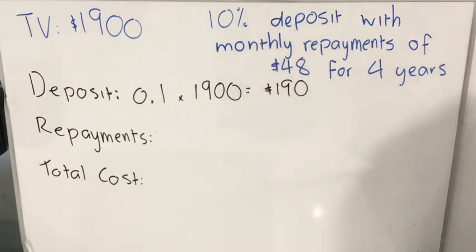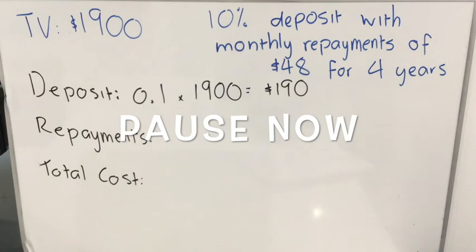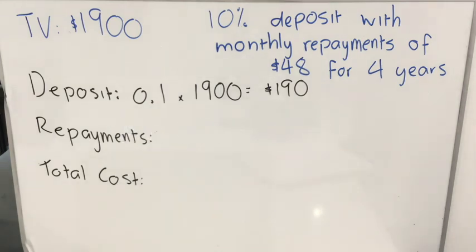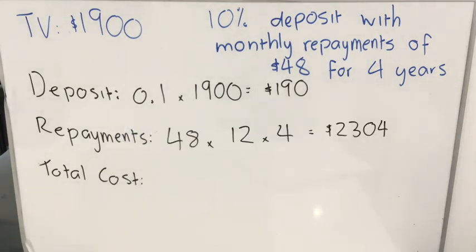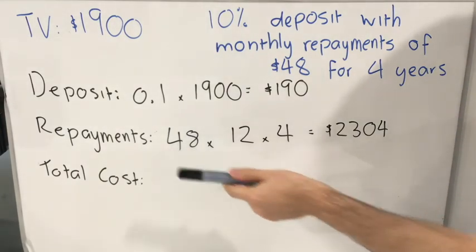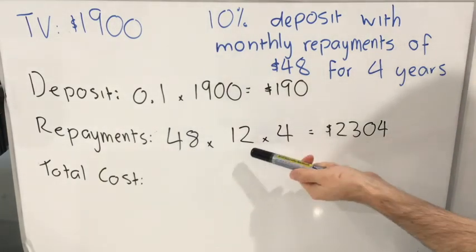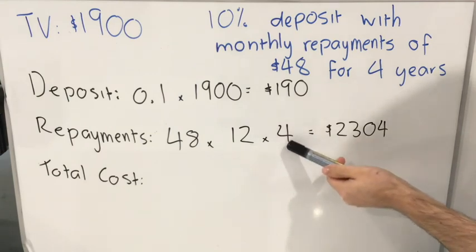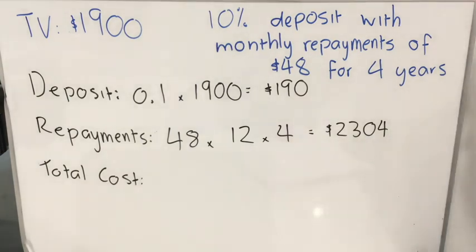So you're paying every month. That means work out how many times a year you're going to be making the repayments times the number of years. Go. So according to this plan, you're paying $48 for each repayment every month. That means you're paying it 12 times a year for 4 years. You end up paying repayment amounts of $2,304.